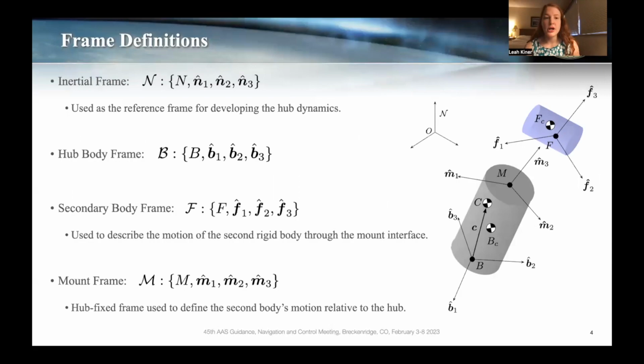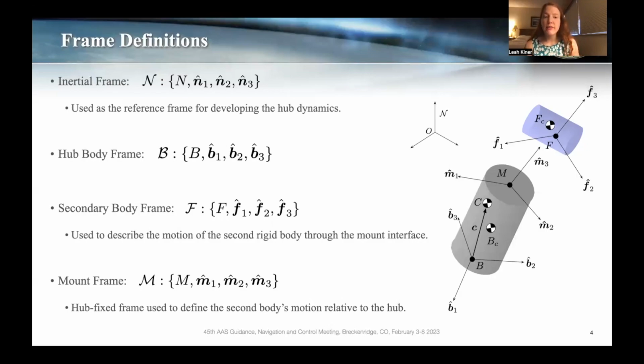So for our dynamics derivation, we consider 4 frames. The inertial frame is used as our reference frame for developing the equations of motion of our spacecraft hub. We have our spacecraft hub here in gray. The B frame is denoted as the hub body frame, and the center of mass of our hub is denoted B_C. And we are denoting our prescribed body in purple here, and the body frame that's tracking the position and attitude here is the F frame.